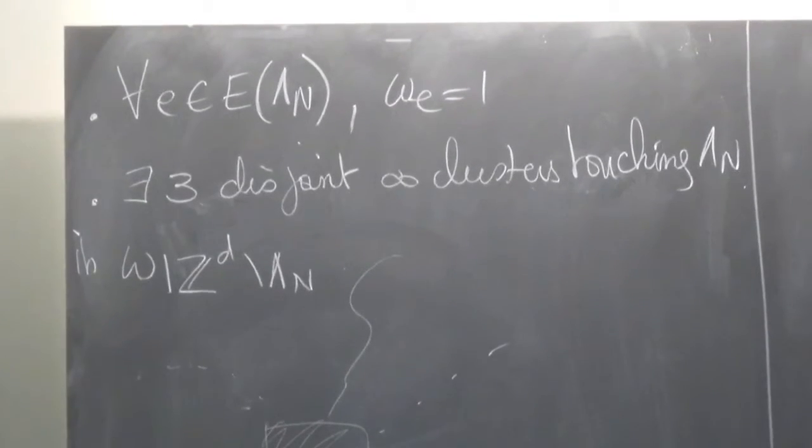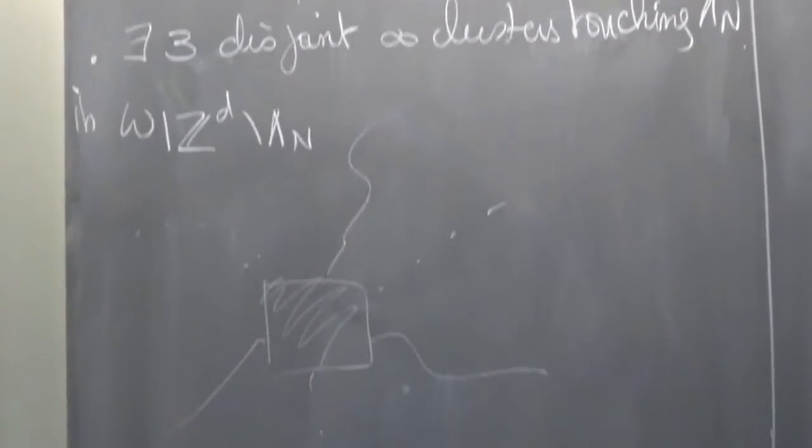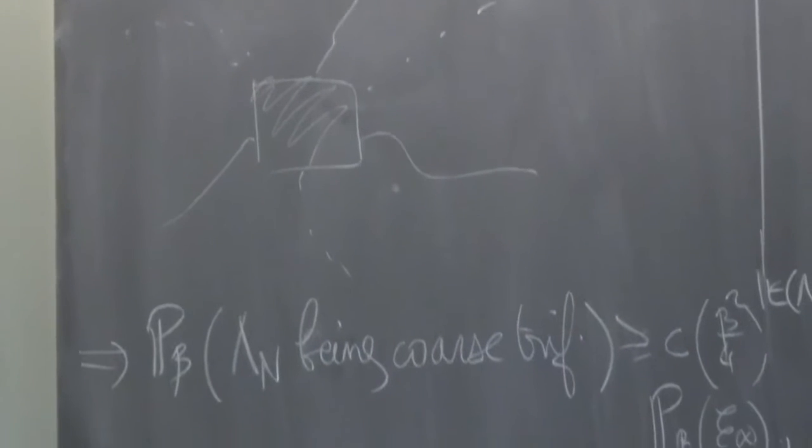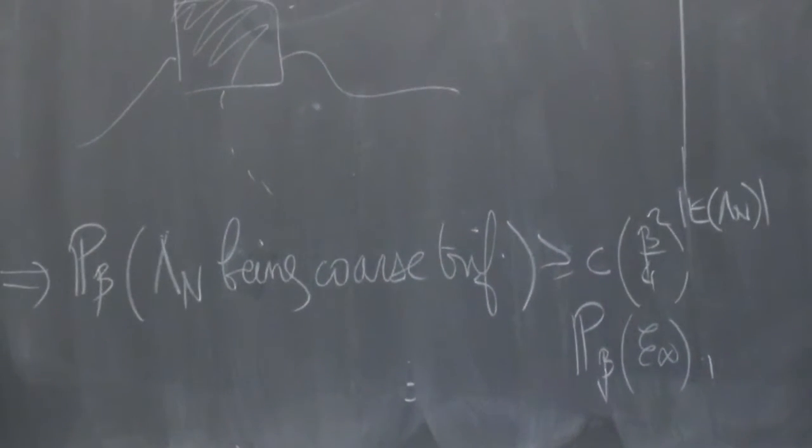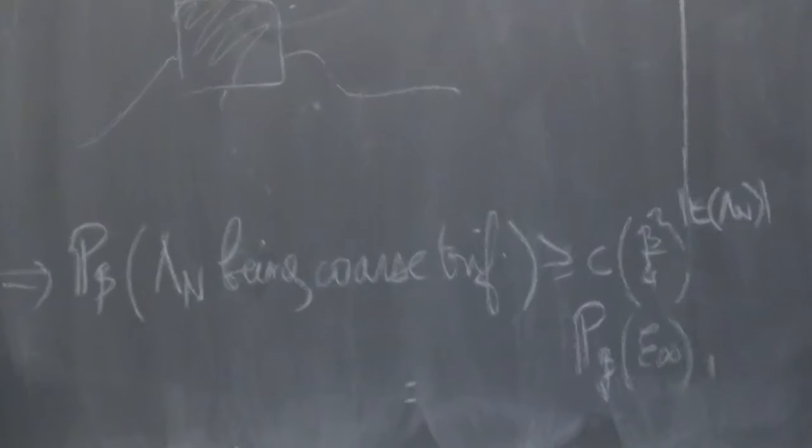So the question now is what? Is it true that the coarse trifurcation satisfies the same property as the trifurcations?